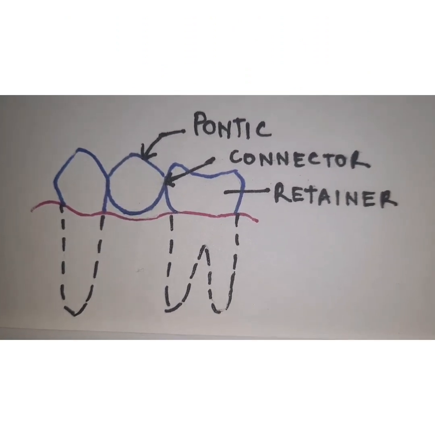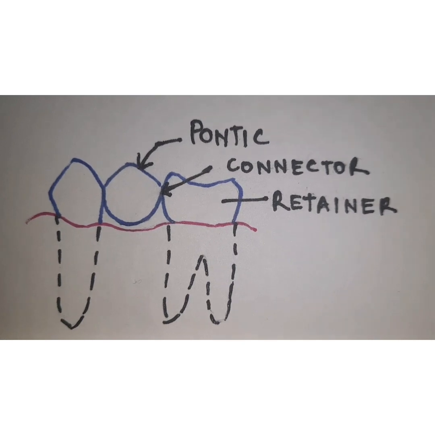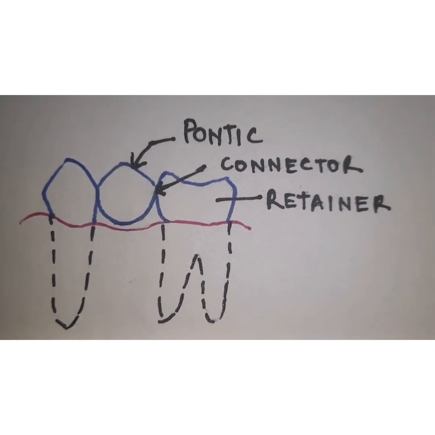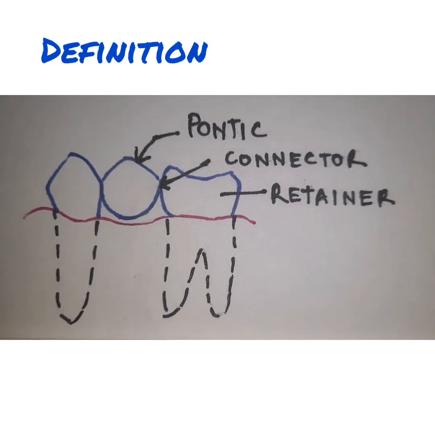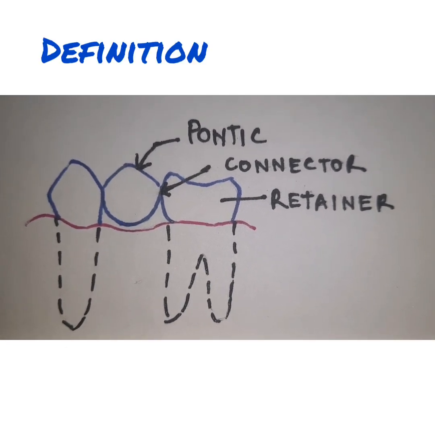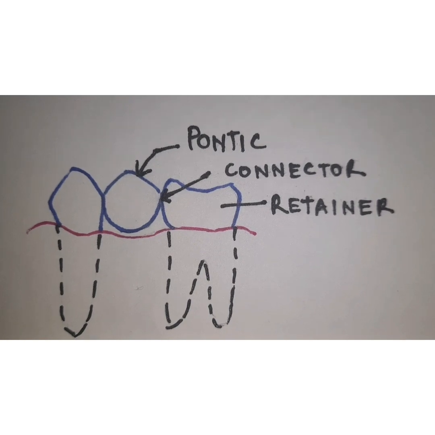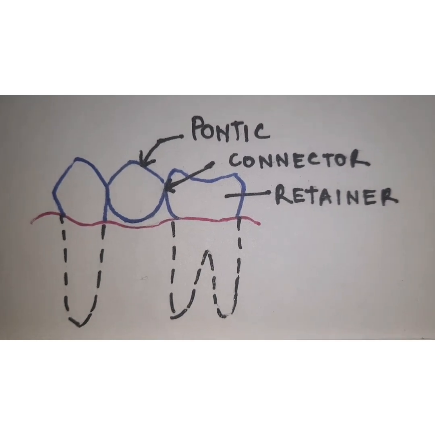Today I'll be telling you about connectors in fixed dental prostheses. Connectors are those components of fixed dental prostheses which join the retainers and the Pontic. By definition, connectors are the portion of the fixed dental prosthesis that unites the retainers and the Pontics.